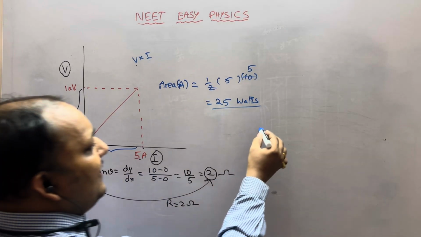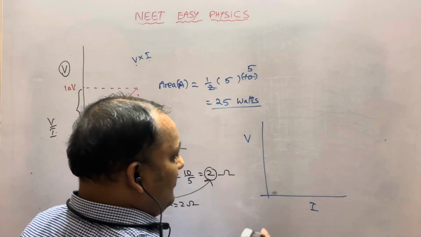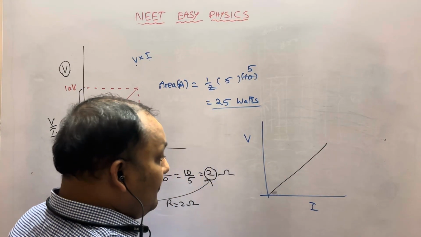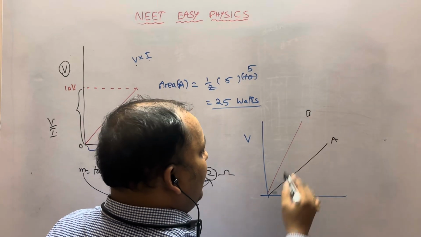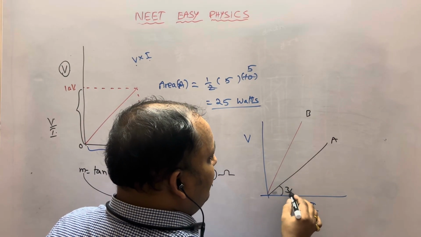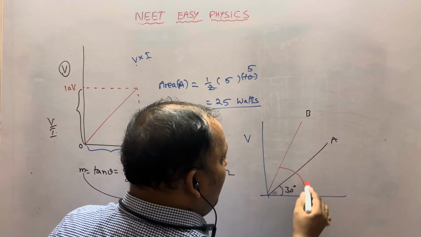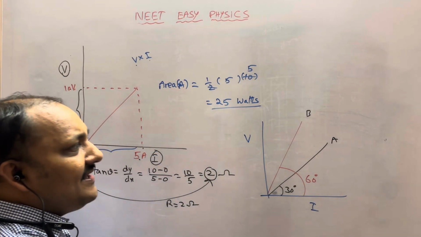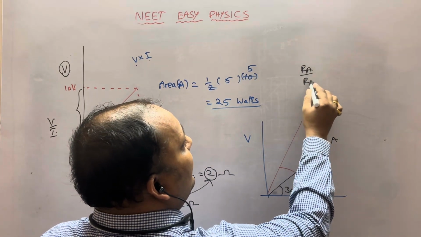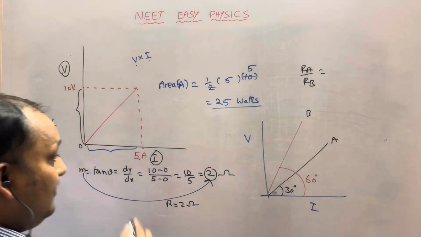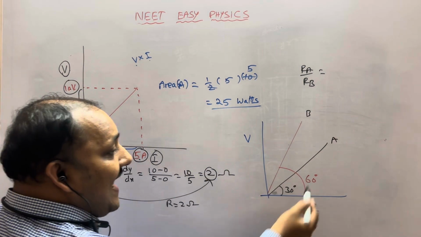Sometimes they will give a VI graph directly. So, here they are going to give two graphs, A and B. One is making 30 degrees. Another one is making 60 degrees. So they will ask to find the ratio of their resistances, RA by RB. So in the previous one we discussed with values. Here now we are discussing with angles.